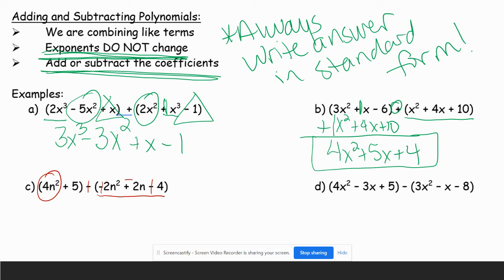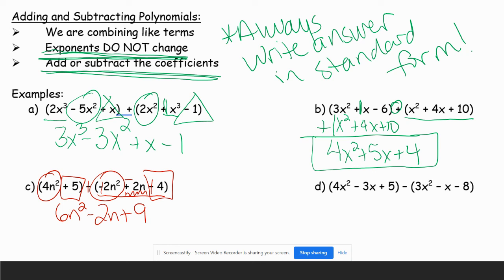I have 4n squared plus 2n squared, which is 6n squared. This 2n doesn't have a like term. Remember, we changed it to negative, so I'm going to put minus 2n. And then 5 plus 4 is positive 9. If I look at my answer, second power, first power constant, and so that is in standard form.